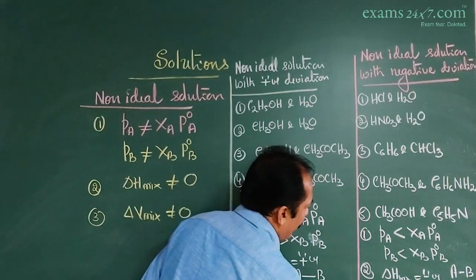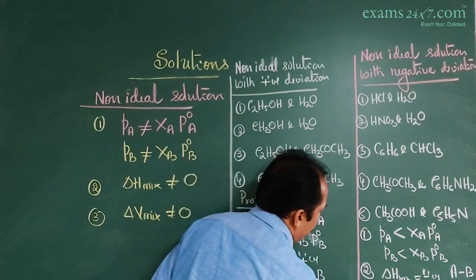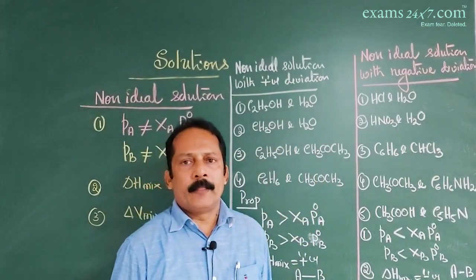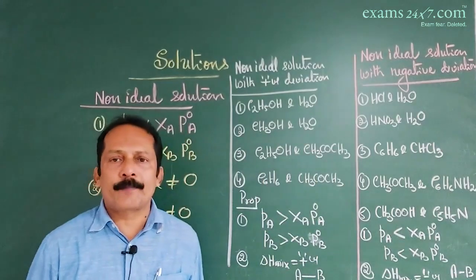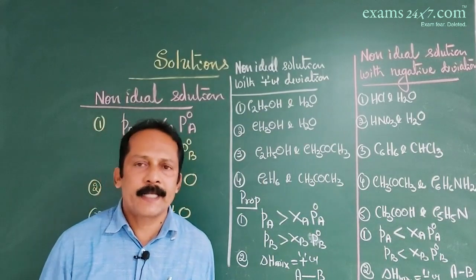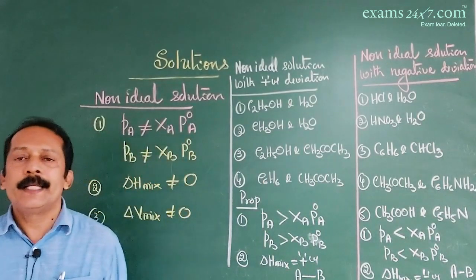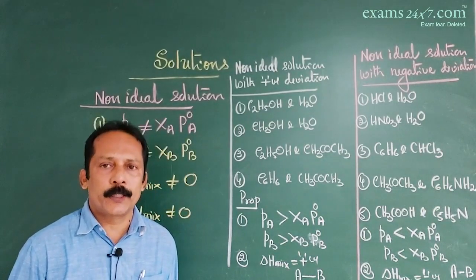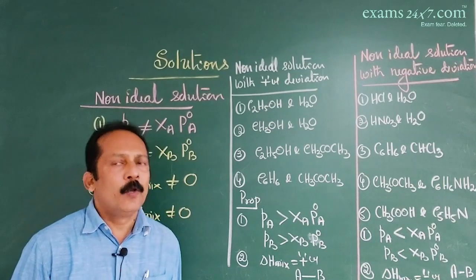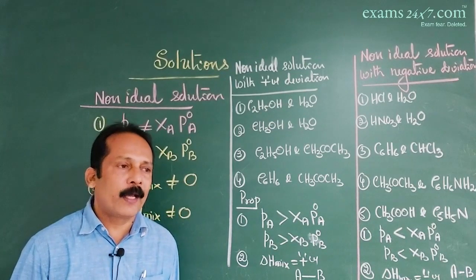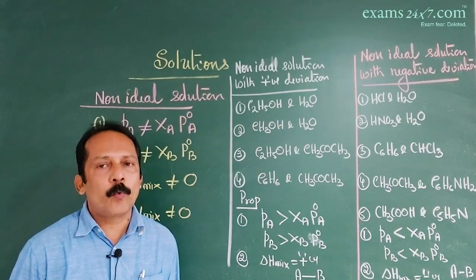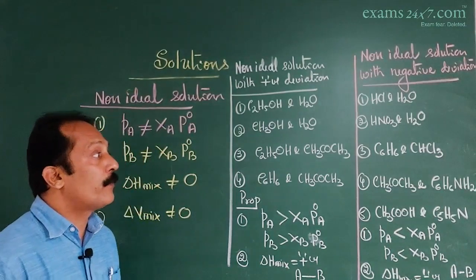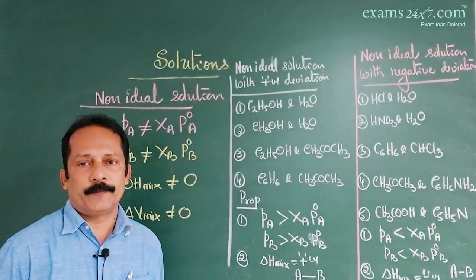Next, delta V mixing is negative. The interaction between A and B is more, which means the distance of separation is less compared with the individual components. Therefore, when you mix two different solutions, the volume decreases. So when you mix 100 volume of A and 100 volume of B, the total volume is less than 200. So this is about non-ideal solution with negative deviation.